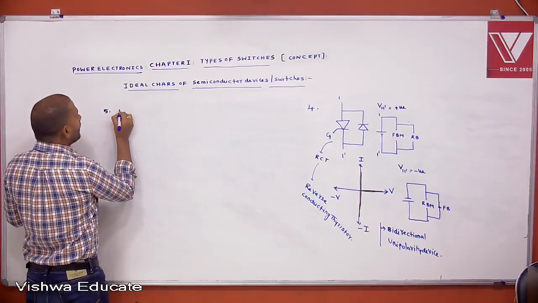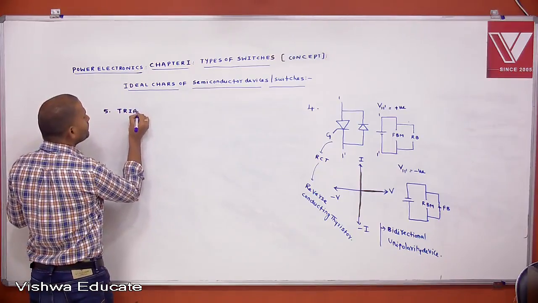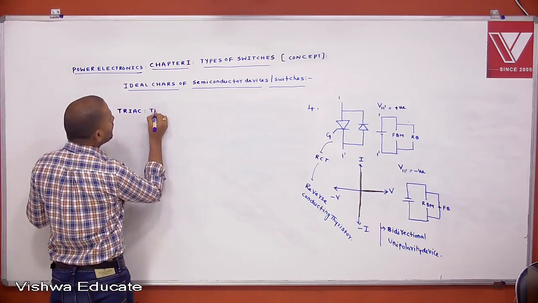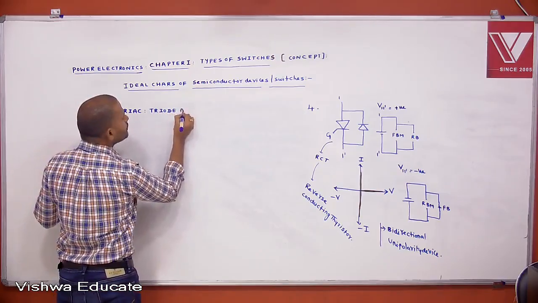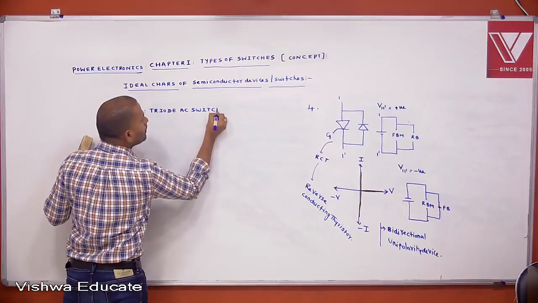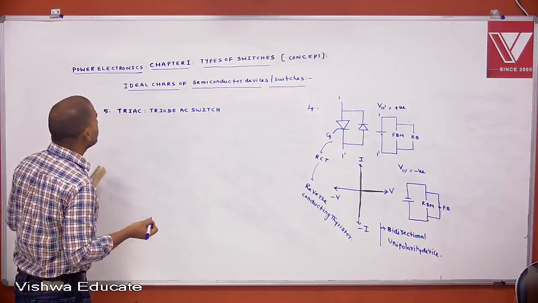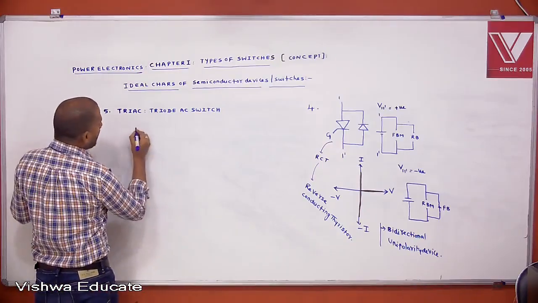Draw the ideal characteristics of a triac. Triac stands for triode AC switch. Okay, then what is the symbol for a triac?